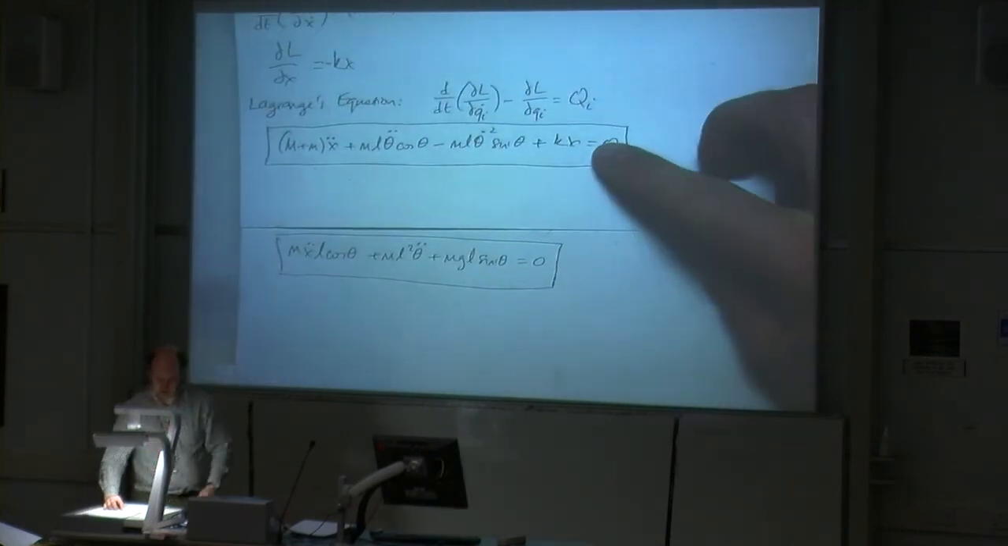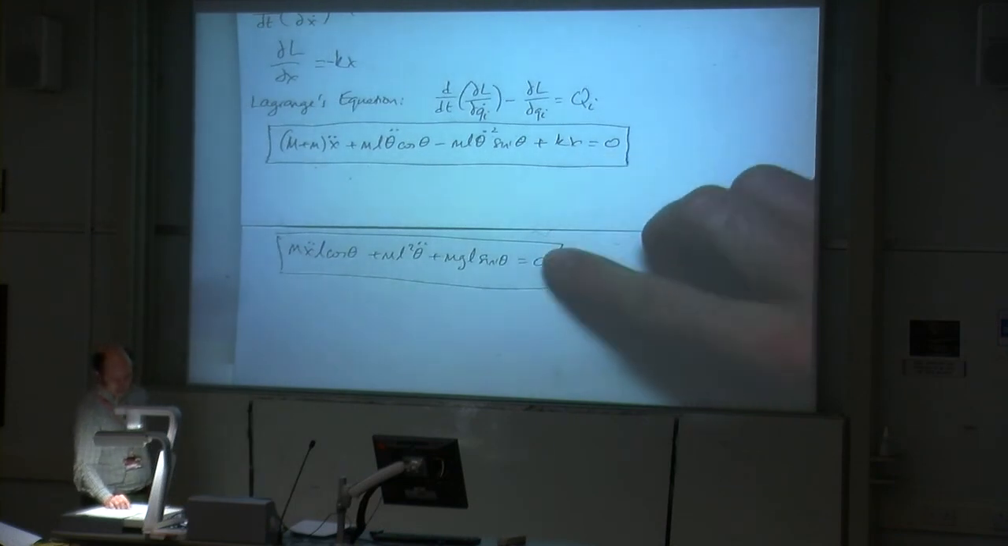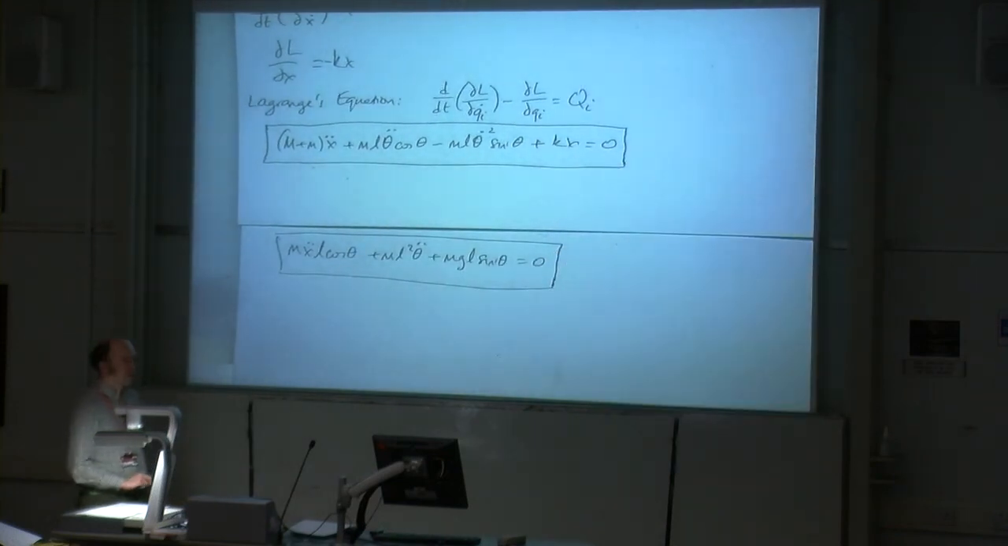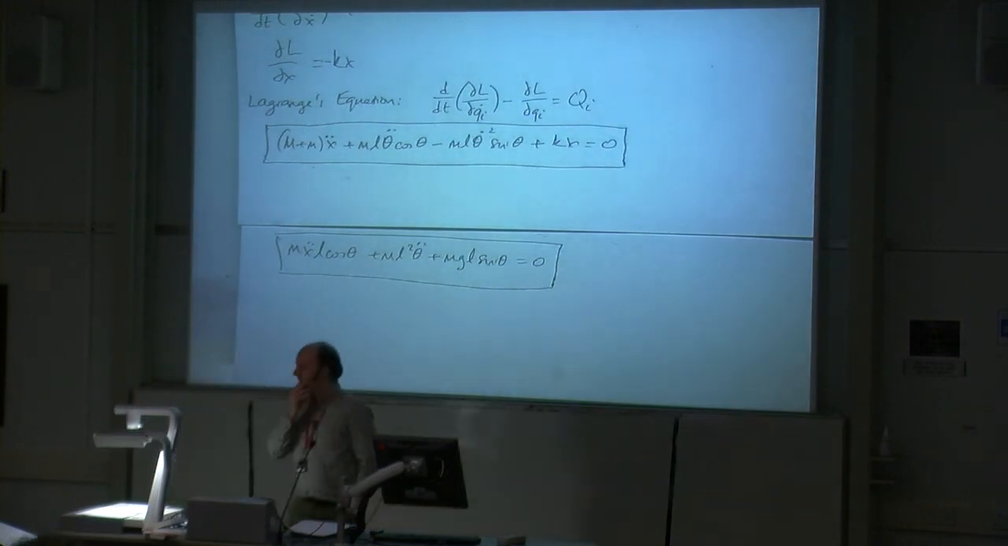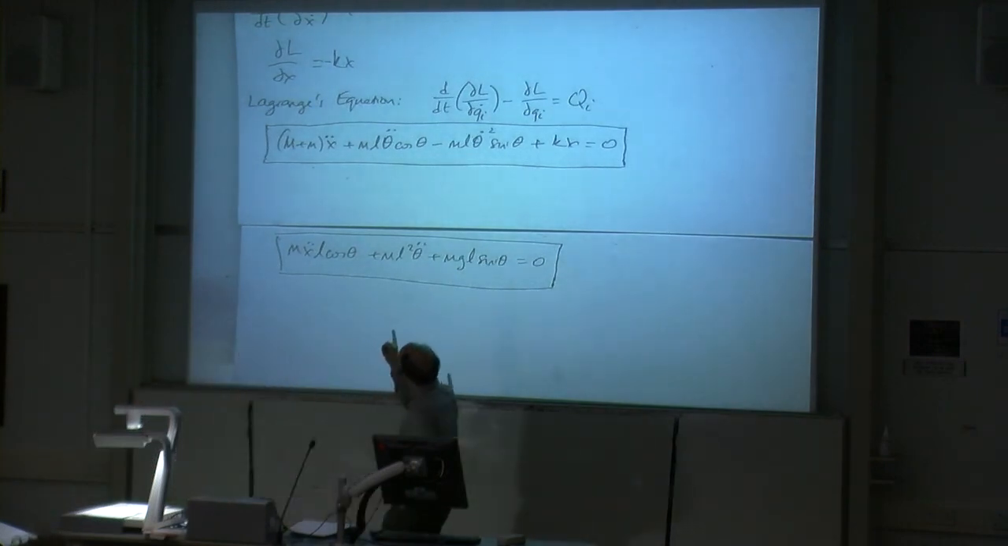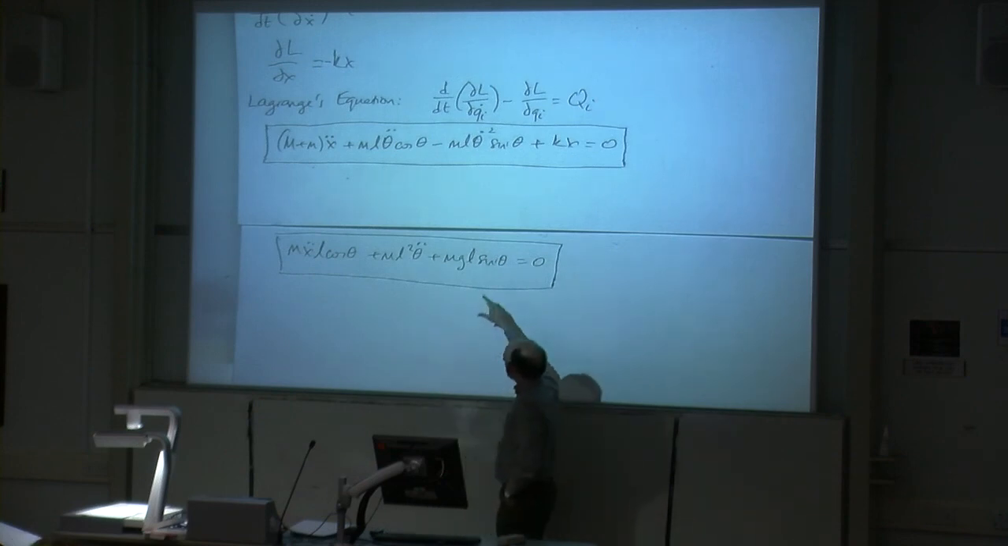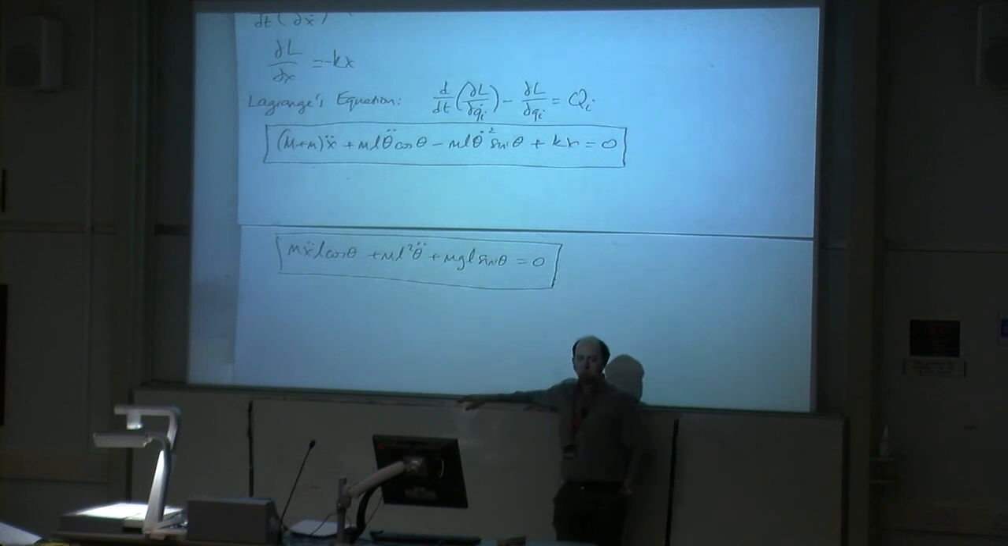So there's the equation for x, and there's the equation for theta, equations of the motion. And notice they're very coupled. And next week, I'm going to revisit this problem, and we'll find out what happens when you assume small angles, and it's quite nice what happens when you assume small angles.